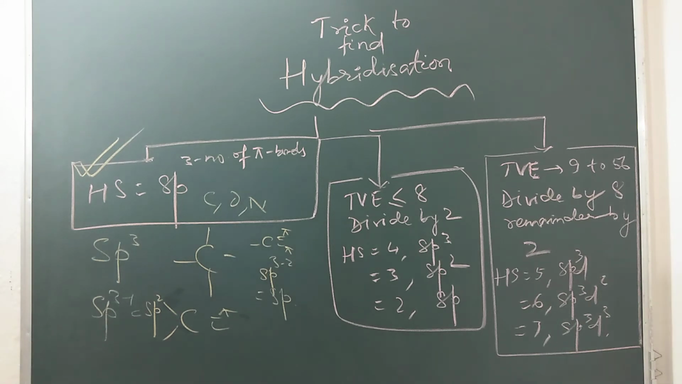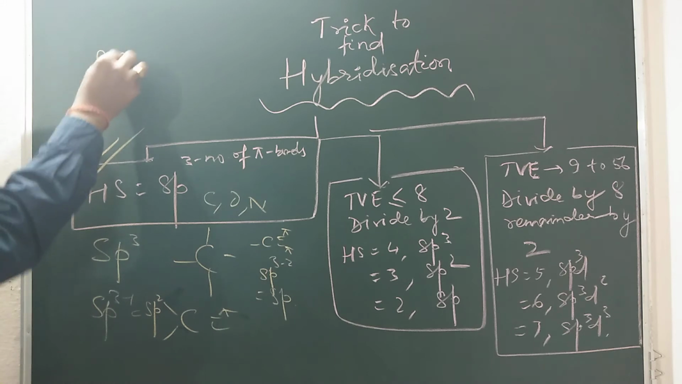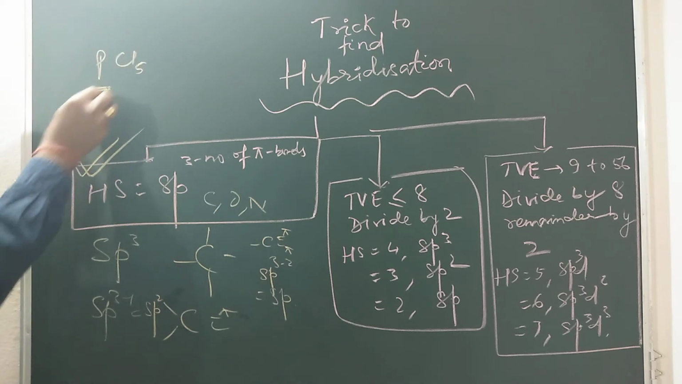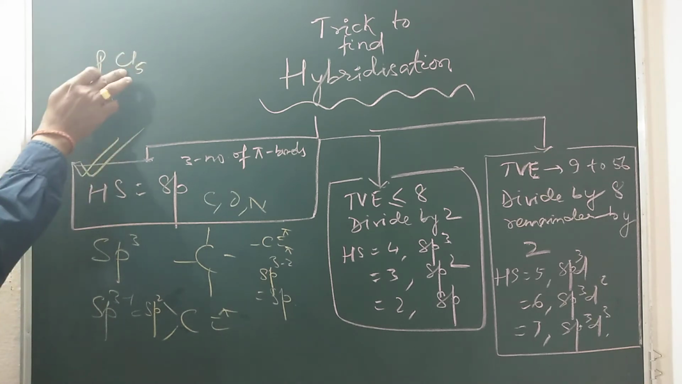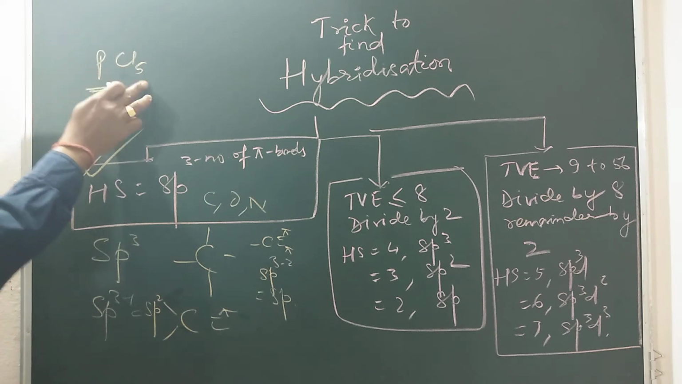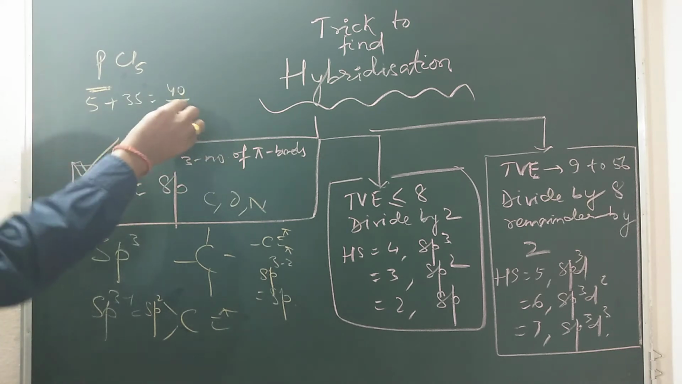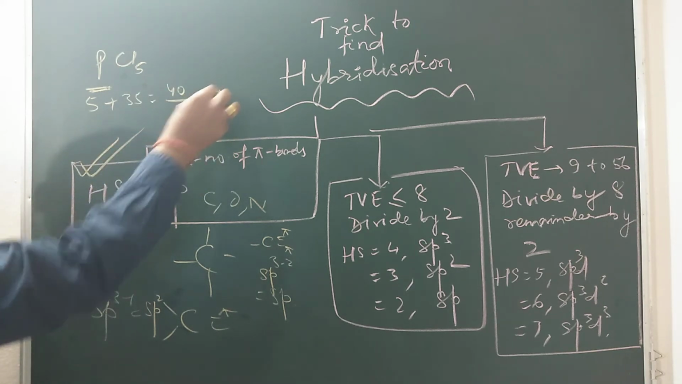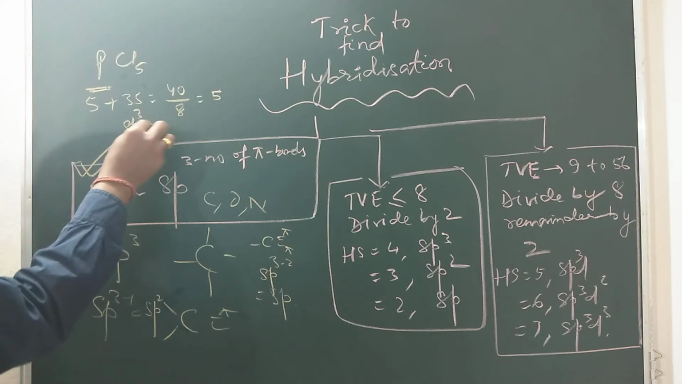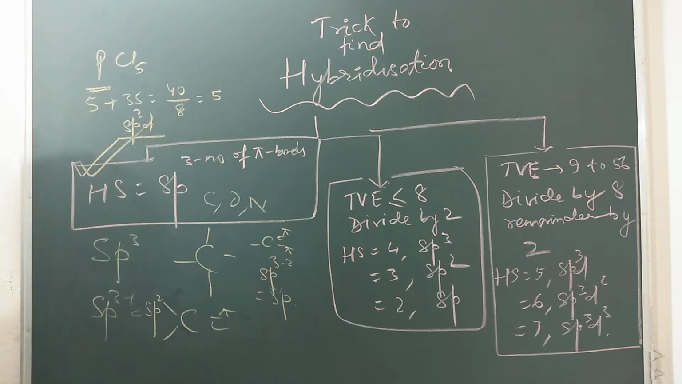Suppose I give one example. Suppose you have PCl5. The valence electrons in phosphorus are 5 and in chlorine are 7. 5 plus 35, so this comes to 40, which is in the range of 9 to 56. So divide by 8, and you will get 5. So the hybridization of phosphorus is sp3d, and the shape of the molecule is trigonal bipyramidal. So PCl5, the hybridization is sp3d. It is trigonal bipyramidal with axial bonds longer than the equatorial bonds.